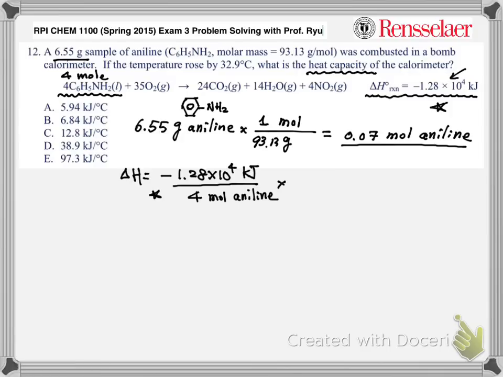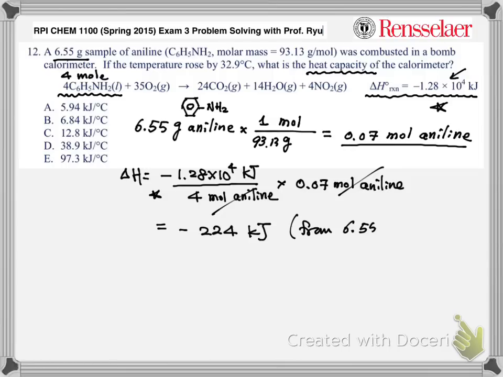And multiply that. In my case I have 0.07 mole of aniline, so the moles will cancel out, and it will give me how much heat is being released, and that's about minus 224 kilojoule. What it means is that this comes from 6.55 grams of aniline, so from this I can get this amount.